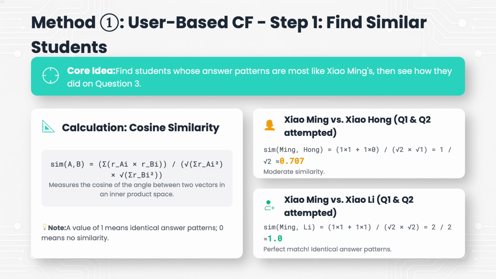The idea is simple. Find students who are like Xiao Ming and see what they did on question 3. To find like students, we use a mathematical measure called cosine similarity. Let's calculate the similarity between Xiao Ming and Xiao Hong. They both attempted questions 1 and 2. Plugging their scores into the formula gives us approximately 0.707. Now, let's compare Xiao Ming with Xiao Li. They also both did questions 1 and 2. The calculation gives us a perfect score of 1.0. This means their answer patterns are identical for the questions they've both attempted.